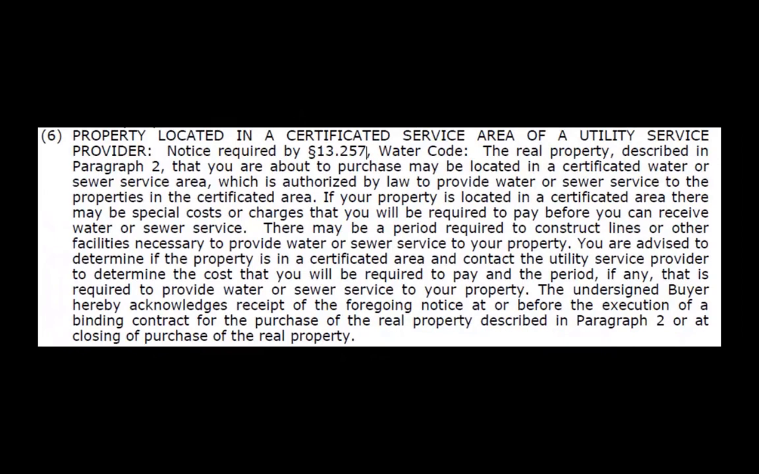All right. Number 6, property located in a certified service area of a utility service provider. This is maybe if you're in a rural area and the utilities haven't quite reached you, and yet the utility companies need to go ahead and plumb those areas, then they could install water lines and sewer lines and really tear up your property and maybe cost you some damages or cost you some fees to access your property or something. I'm not really sure, but if you're affected by that, you're going to get a notice.